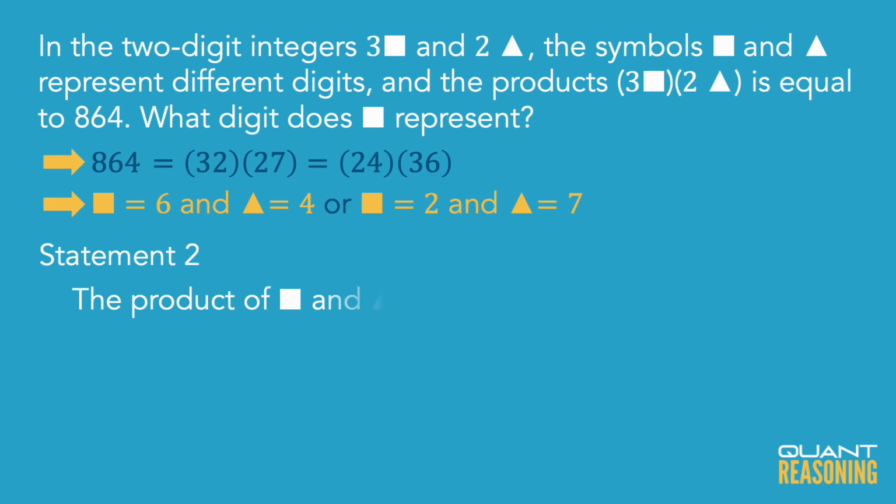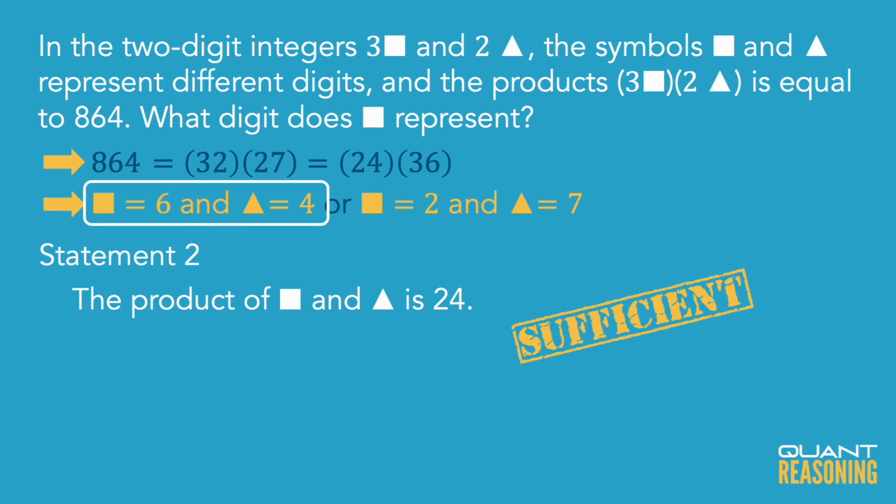Statement 2 tells us that their product is 24. Well, then it has to be 6 and 4, because the product of 2 and 7 is not 24. So it turns out that each of these statements is sufficient on its own. We can go ahead and pick answer choice D and move on to the next one.